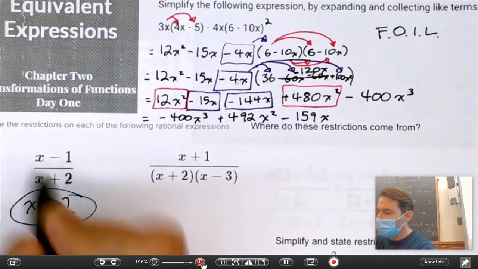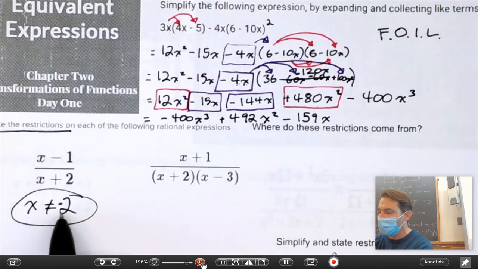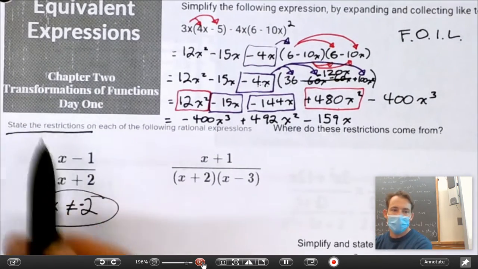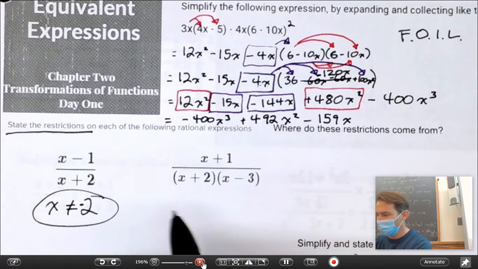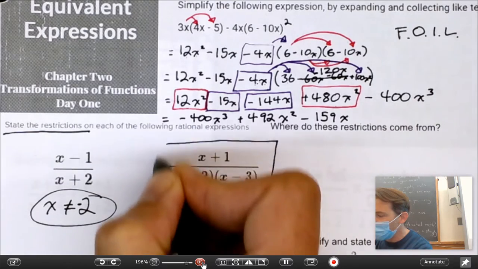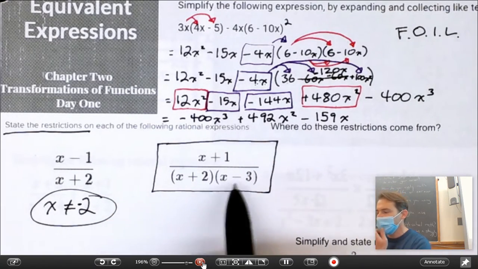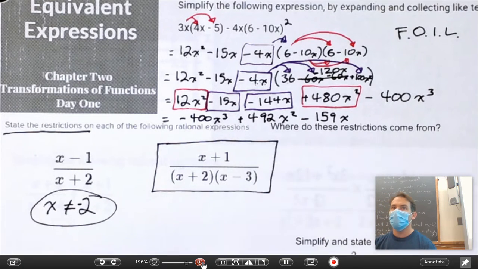So being able to state restrictions, and we do that with these types of expressions: x is not equal to something, or my variable is not equal to something. This is what we're going to do when we're stating restrictions. How about with a function like this, where I have a binomial times a binomial on the bottom that's already factored, and I can see its factors very clearly? What are some things that x can't be here?